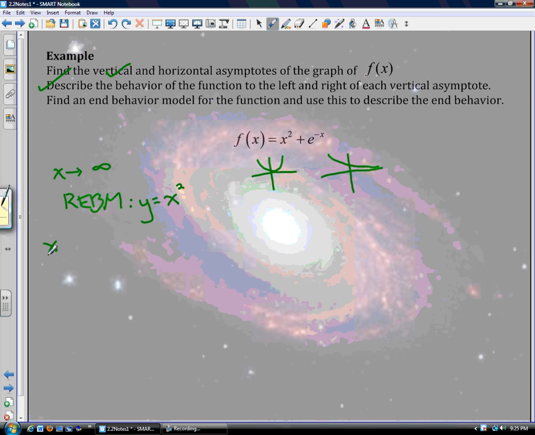And how about as I go to negative infinity? Well, this gets a little bit trickier because I'm adding in two different things that are going to infinity. I have my y equals x squared, and then I have e to the negative x, which is increasing exponentially. So this one is going to dominate this part of the function. So my left end behavior model is equal to the exponential function, y equals e to the negative x.